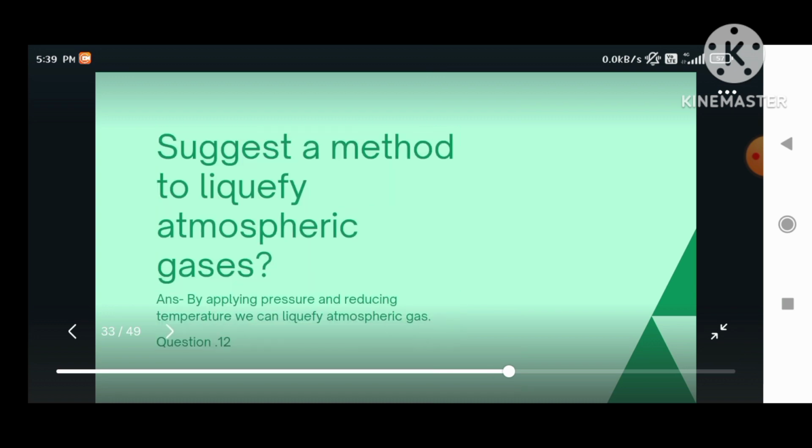Suggest a method to liquefy atmospheric gases. By applying pressure and reducing temperature, we can liquefy the atmospheric gases. There's an activity also given in the textbook related to this.